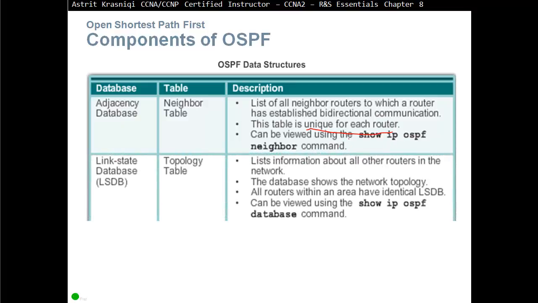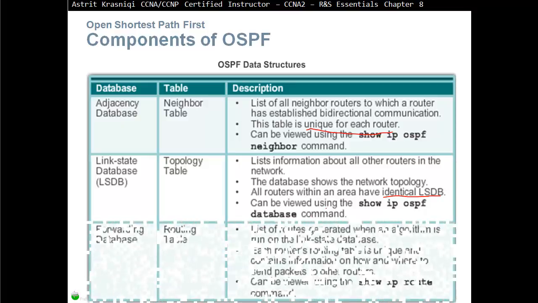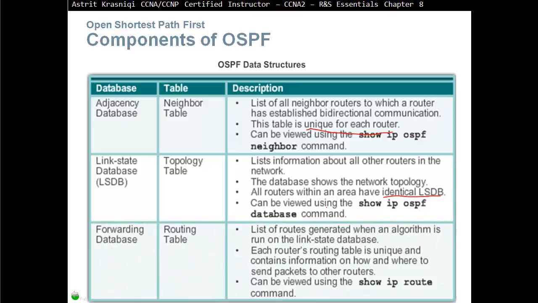The next table that we keep is the topology table. This is what your neighbors are telling you, what networks they are advertising to you. In OSPF terms, this is called the link state database, and it lists information about all other routers in the network. This database shows the network topology. All routers within an area have an identical LSDB. So it has to be identical. The command to view it is show ip ospf database. And like we said, the third table is the routing table.